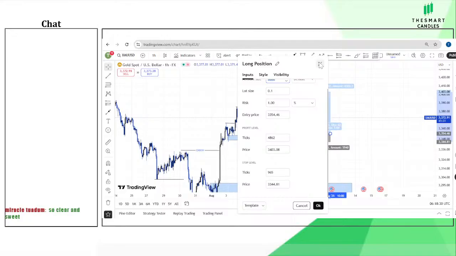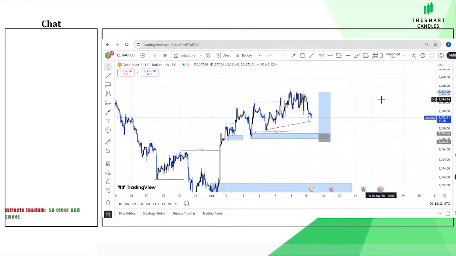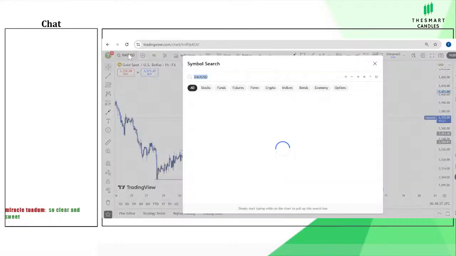So let's move over to the next setup. We'll be looking at USD JPY. Let's look at what USD JPY has for us for this week.